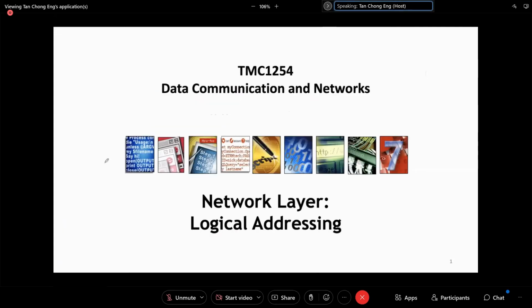Now we are moving on to layer 3. Still remember, whatever we have done before this is on layer 1 and layer 2. Now we are slowly climbing up the OSI layers into layer 3, which is very much on logical addressing. So in this network layer, what is important is logical addressing.